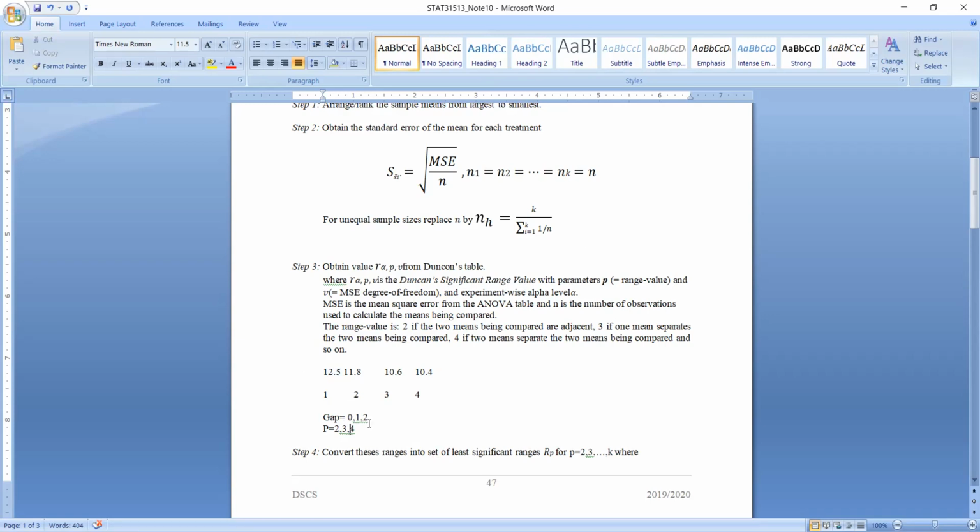For an example, let's say for this particular study, you have 10 treatments, and then you have the capital N equal to 100. Then your degrees of freedom would be 100 minus 10, that is 90. So if you are going to read, let's say, the R value, where alpha is equal to 0.05, and P is equal to 2, and degrees of freedom is equal to 90.